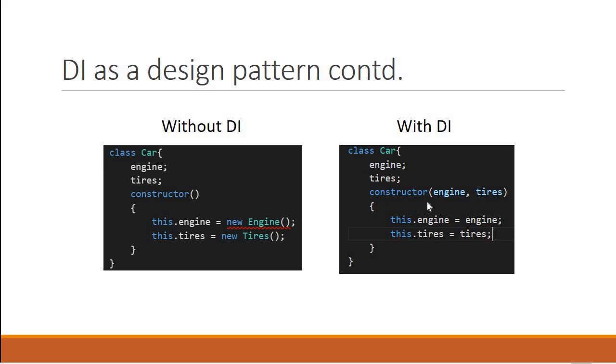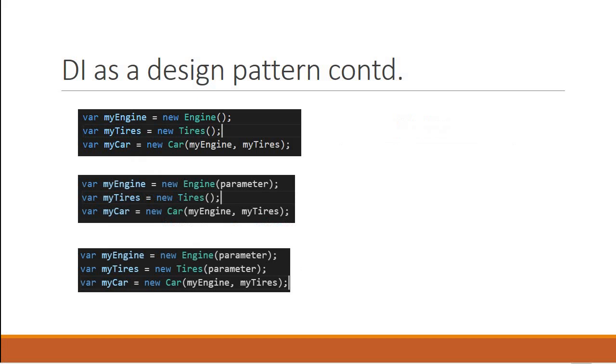Now if you see here, we have moved the definition of the dependencies from inside the constructor to the parameters of the constructor. So the car class doesn't create the dependencies anymore. It just consumes them. The creation of those dependencies is external to this class. And by doing so, both the drawbacks we had are now solved. To create a car, we are going to have the code something like this. We first make an engine and the tires and then pass them as parameters when creating a car.